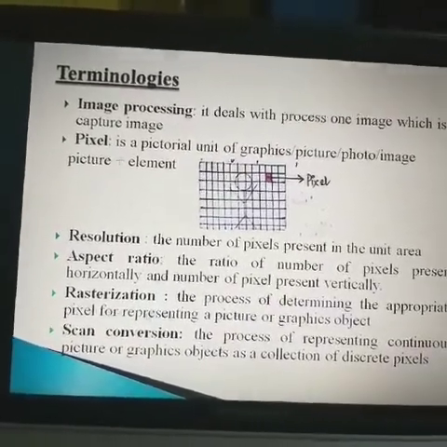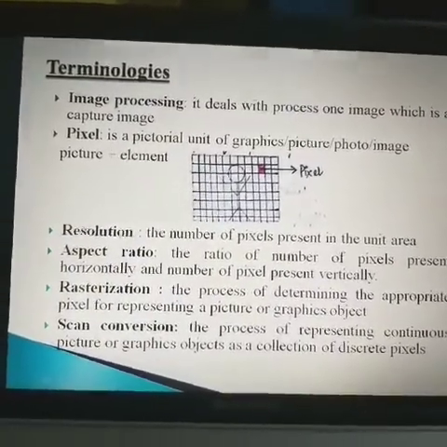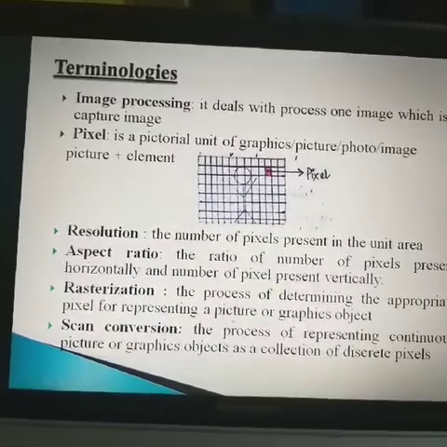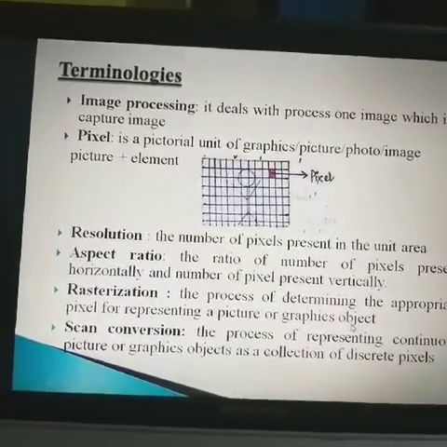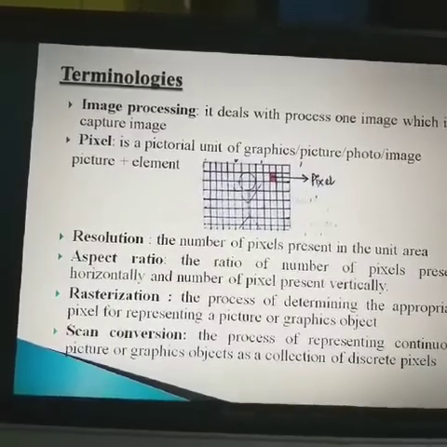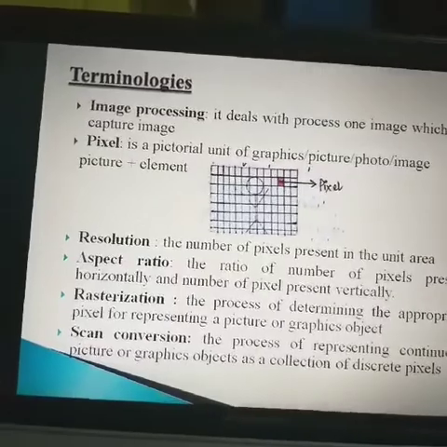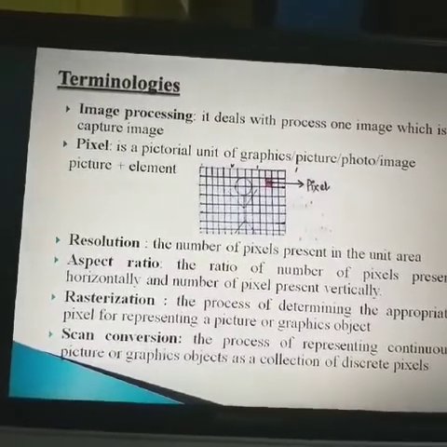Next one is rasterization. It is the process of determining the appropriate pixels for representing a picture or graphic object. We use this process to determine how many pixels are used in a picture. Next one is scan conversion.